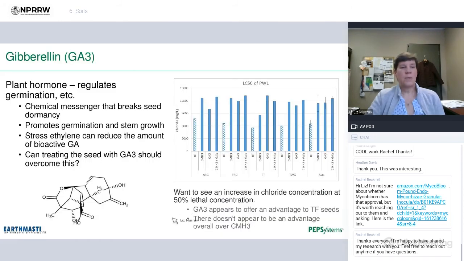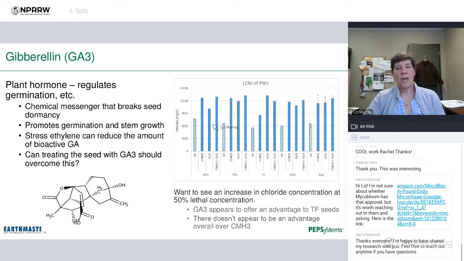The first thing we looked at was a plant hormone called gibberellin. We added gibberellin into our seeds. It's a chemical messenger that breaks seed dormancy, and it promotes germination and stem growth. What we wanted to see was, could we improve germination by the inclusion of gibberellin? We looked at it, once again, with hatched bars being untreated, and compared it to the solid bars. We looked at PGPR alone, gibberellin alone, and then in combination. And we're looking for an improvement over just the bacteria alone.